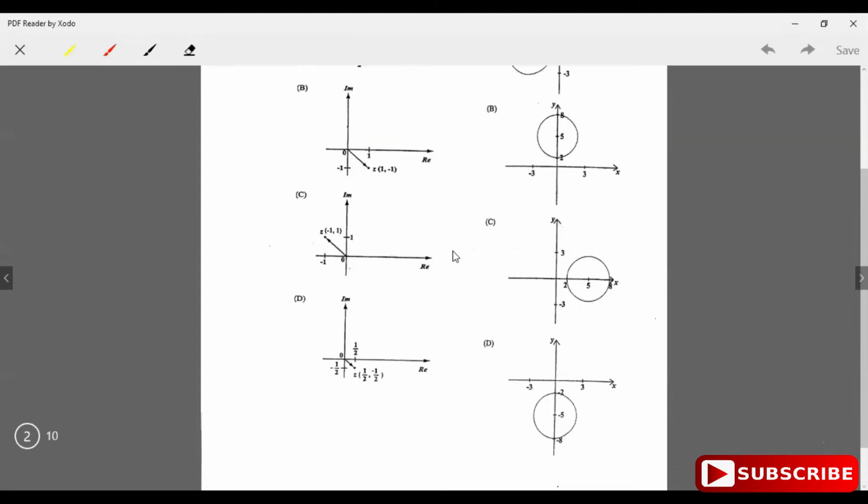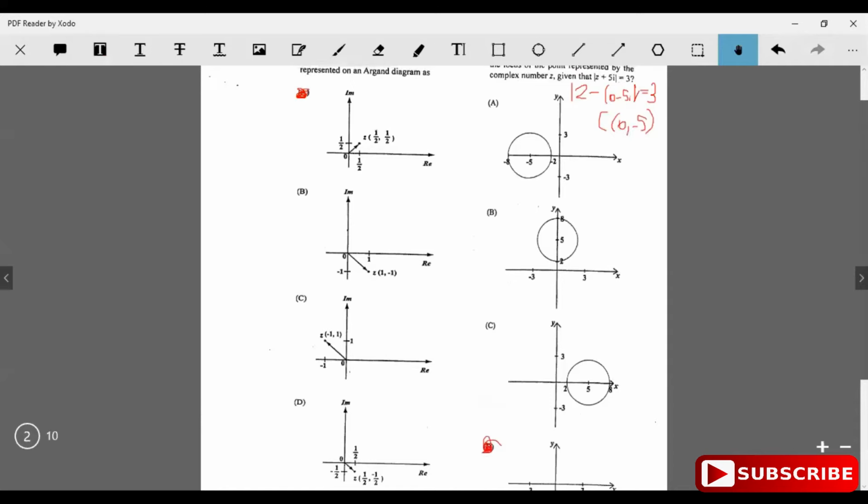There it is: 0 on the x-axis, negative 5 on the y-axis. Where do you get the radius? Where do you plot the circle? How do you plot the circle?